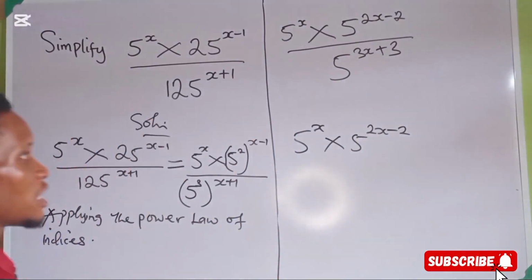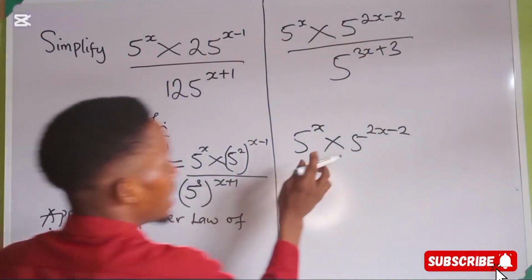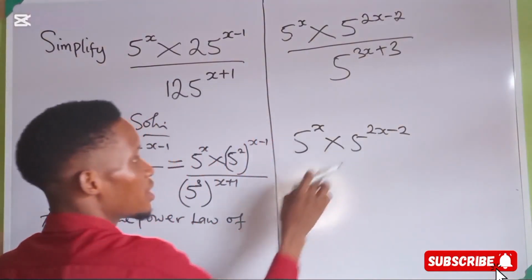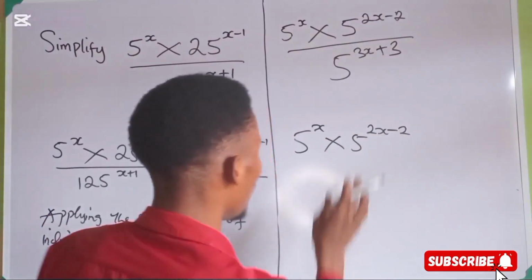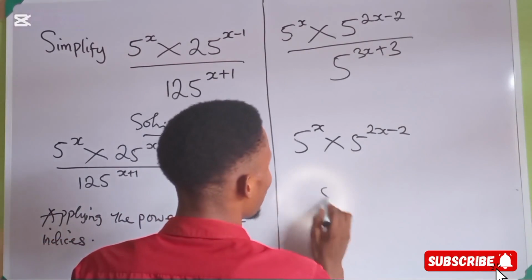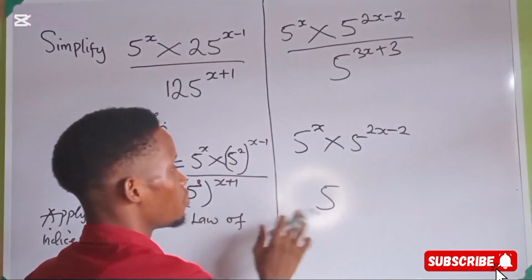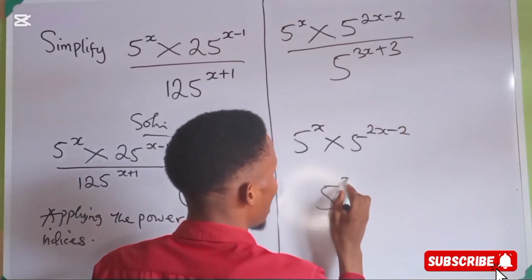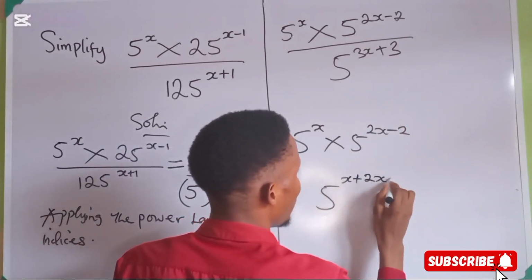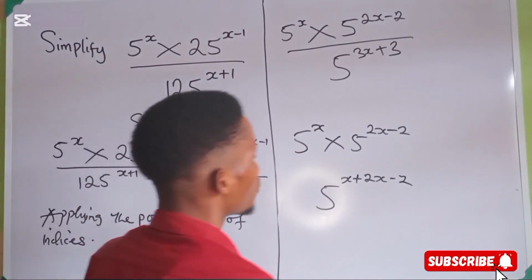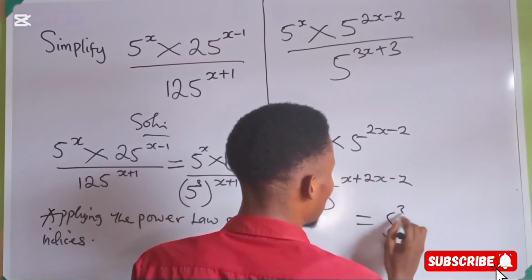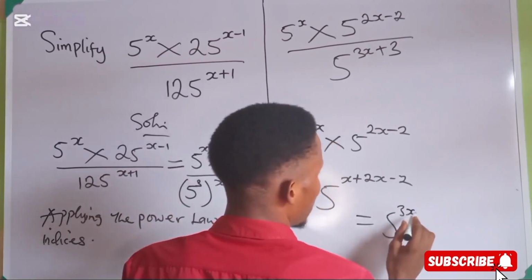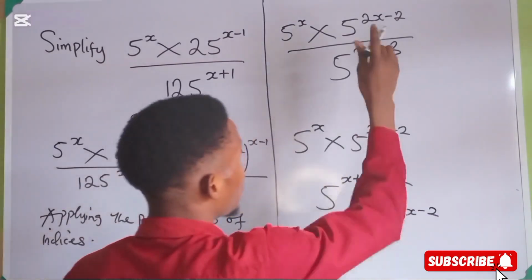They are all in index forms, and there is a multiplication sign that demarcates them. So that's the reason why you apply the multiplication law of indices. If you apply that here, you pick one of the base, which is this, and add the powers, which is x plus 2x minus what? 2. So x plus 2x will give us 5 raised power 3x, then minus what? 2. So that's what we're going to have there.